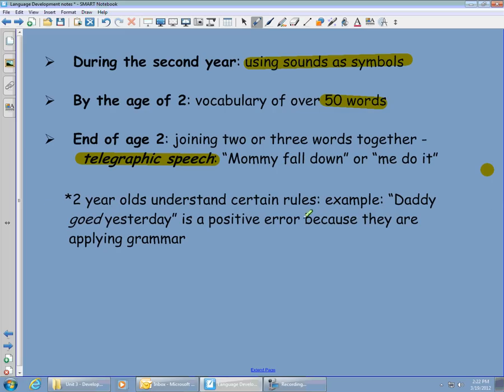A kid that says something like daddy goed yesterday actually is a great example of learning that's happening because they understand that when you go to past tense you have to change the verb. And that's actually a great sign if you're a parent because you're seeing the kid learning these rules.